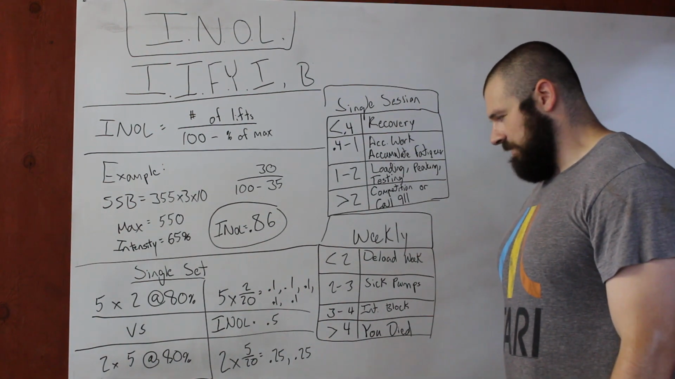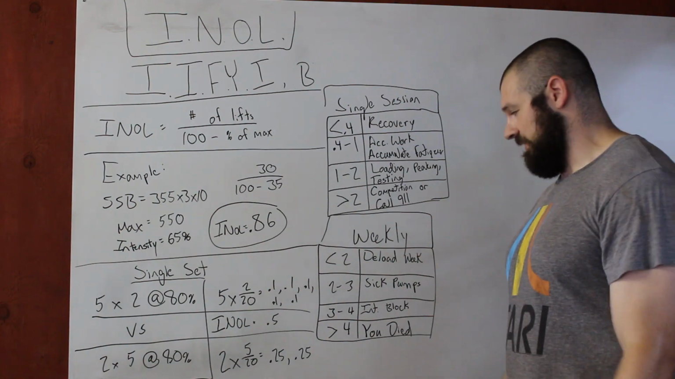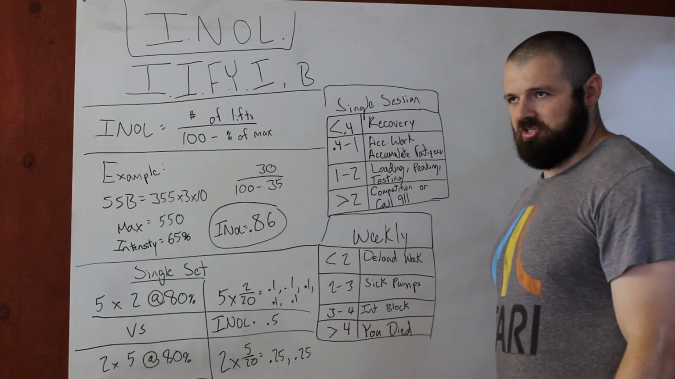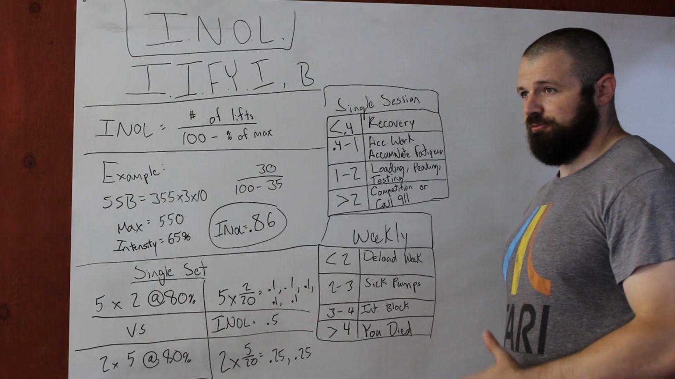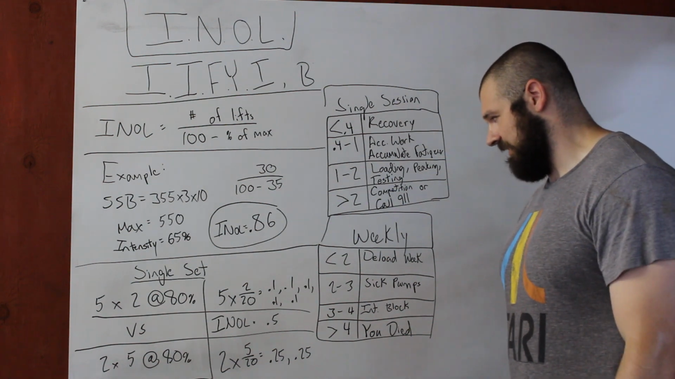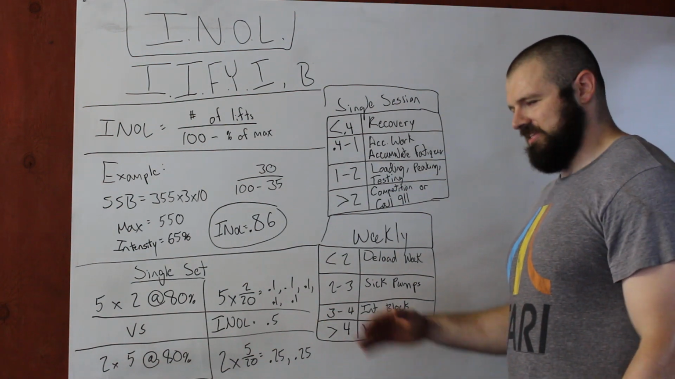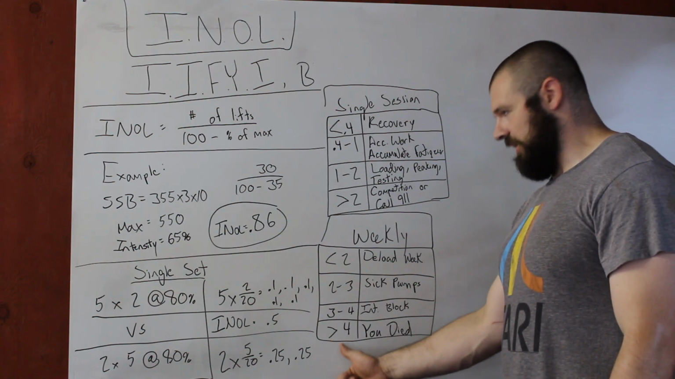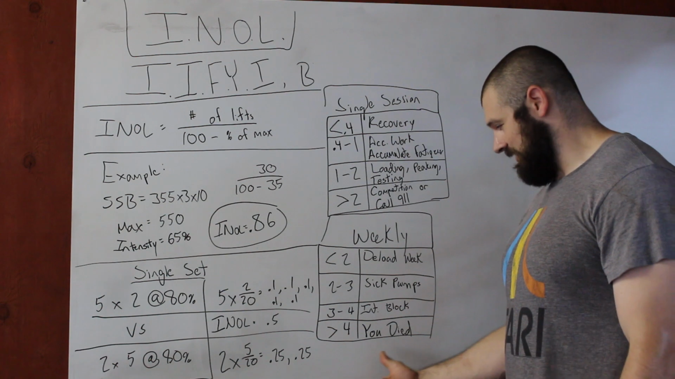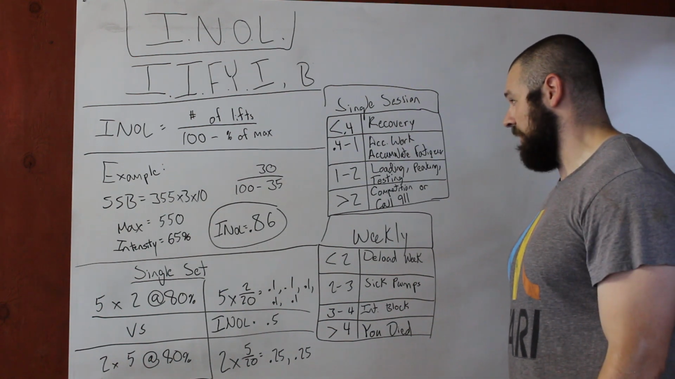You should keep this in mind when you're programming, that these 3 to 4 ranges should probably be only a couple weeks out from a meet, maybe like your last 4 or 5 weeks of training, something like that. It's just not sustainable for a long period of time. So for weekly INOL, if it's over 4, you died. You killed yourself. There's no coming back from that.